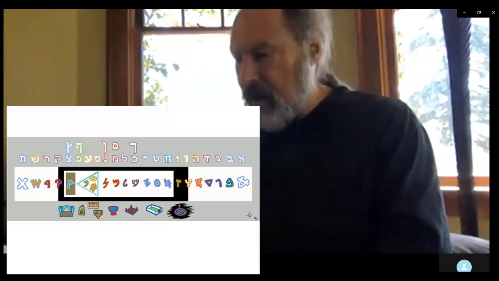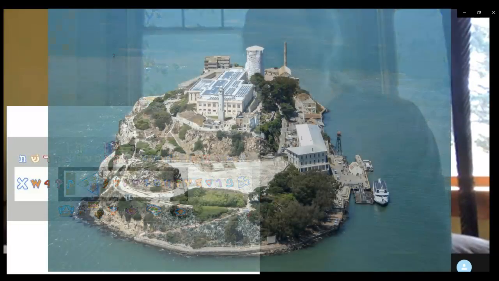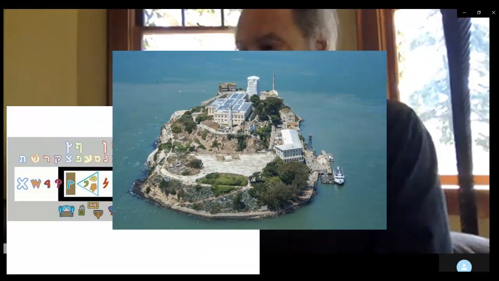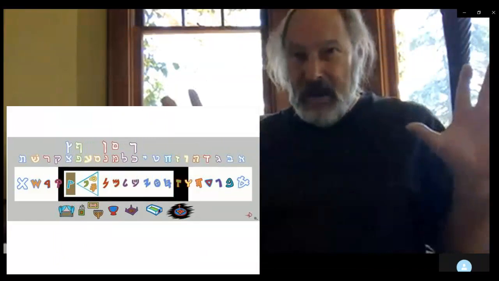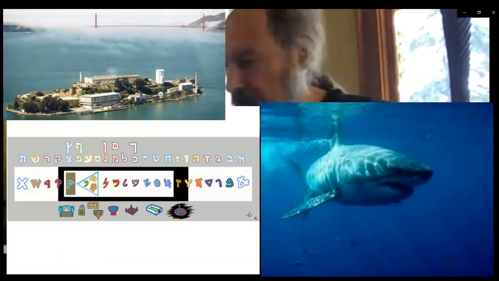So if you have a moat around a castle, that's like a Zion around a chet. If you have a prison like Alcatraz on an island with sharks in the water, the sharks are the teeth of the Zion, guarding the people that are made prisoners on that island out in San Francisco Bay. You might want to show a picture of that.